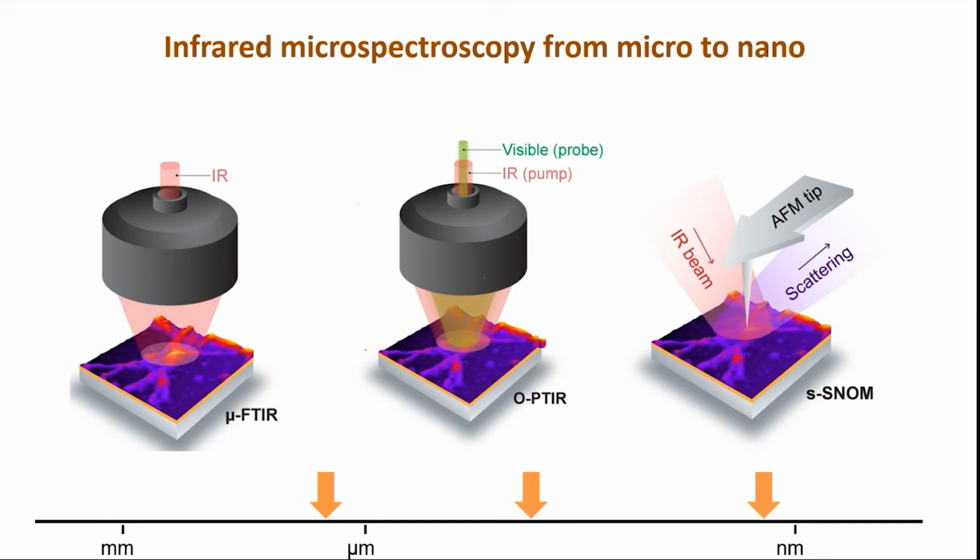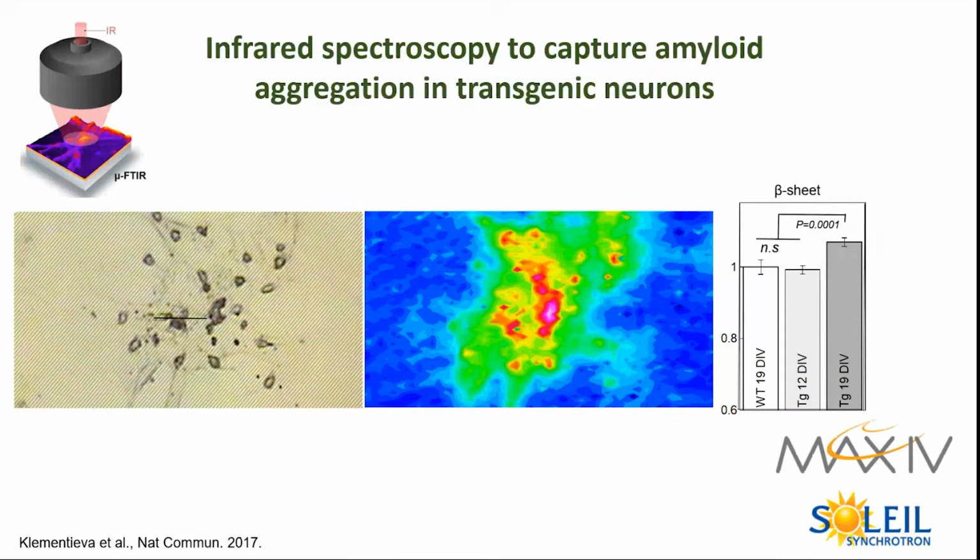So my group has 3 instruments. We use FTIR, we use OPTIR, and we use nano-IR. And the story began in 2017 when we looked at primary neurons that overexpress amyloid proteins. For the first time ever, we saw that the protein not only aggregates but also accumulates inside of neurons. However, the resolution was absolutely not enough to dig further into this phenomenon.